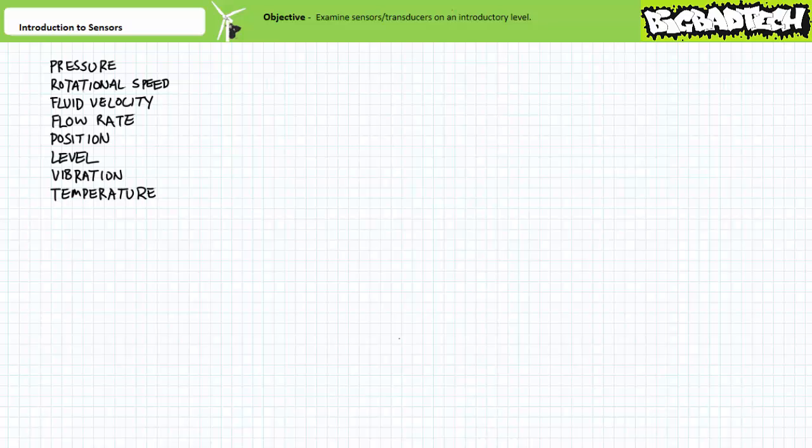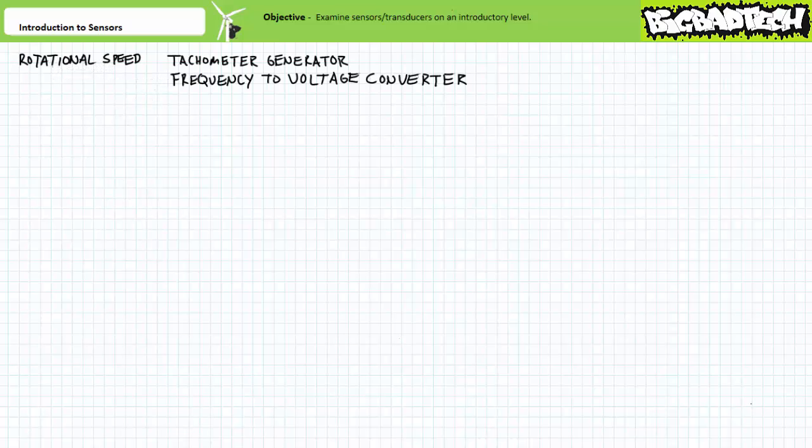Other physical phenomena can also be detected and measured using sensors that produce a voltage or current signal proportional to the measured quantity. Examples being rotational speed sensors, position sensors, and temperature sensors. Rotational speed sensors come in numerous forms, two of the most basic being tachometer generators, and, for lack of a better term, something I'm calling a frequency to voltage converter, of which there are numerous different incarnations. A tachometer generator is quite simply a magnet and a coil.